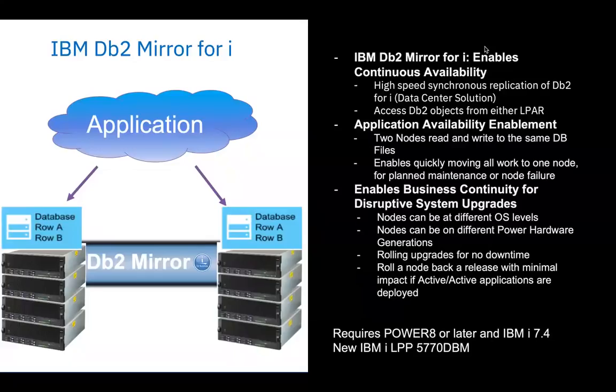At a high level, this is going to be a new product that requires Power 8. We'll go through the hardware requirements and why we need Power 8. And it's also a prerequisite that's IBM i 7.4. So that's going to be our base technology that the new product, Db2 Mirror 5770-DBM, is built on top of.